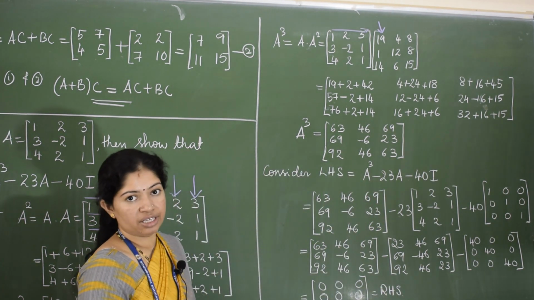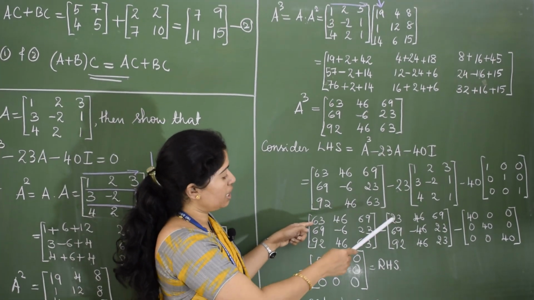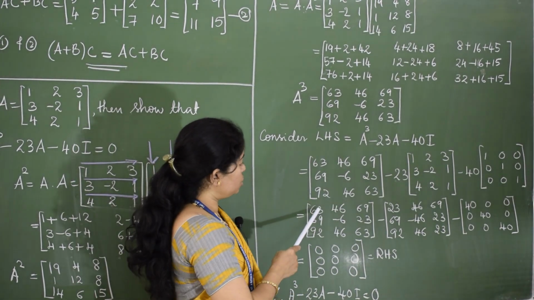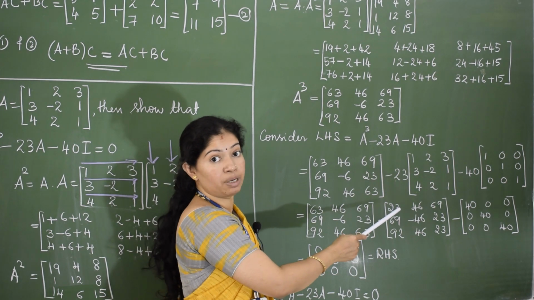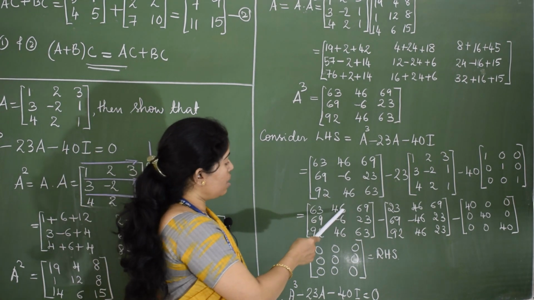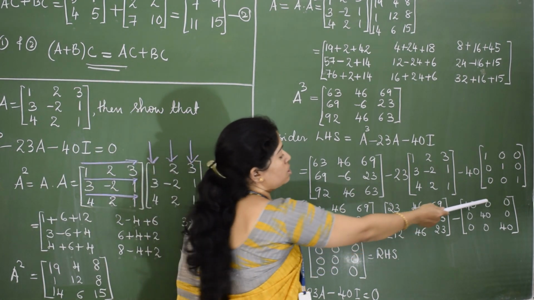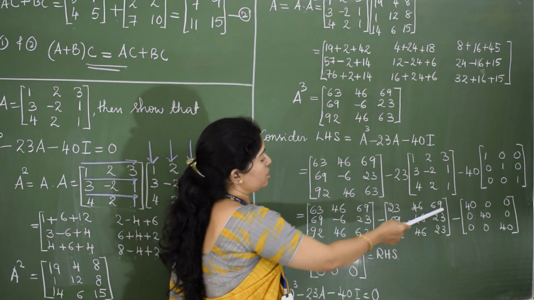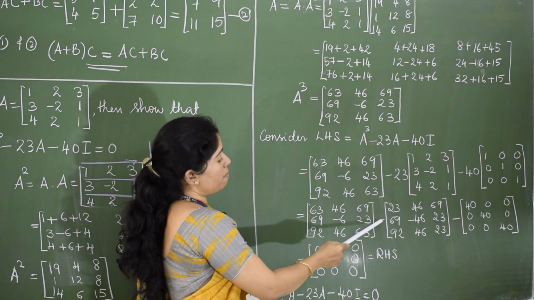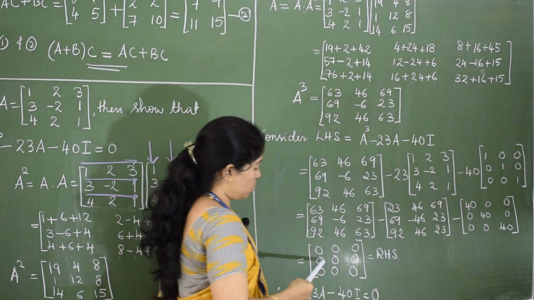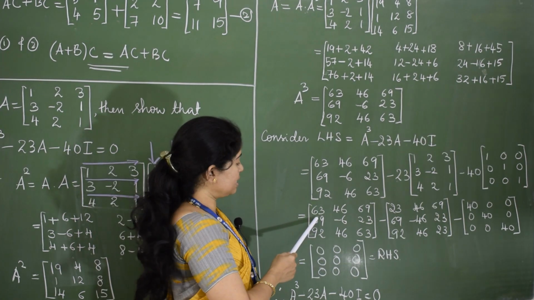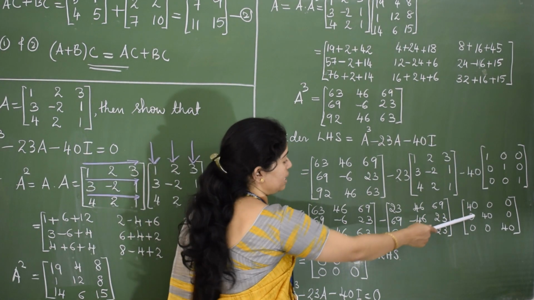Now you have to simplify this. So let us do here 63. Subtraction we are doing, so you have to subtract the corresponding entries. 63 minus 23 will be what? 40. 40 minus 40 is 0. 46 minus 46, 0. 0 minus 0 is 0. 69 minus 69, 0. 0 minus 0, 0. Next coming to here, 69 minus 69 is 0. 0 minus 0 is 0.